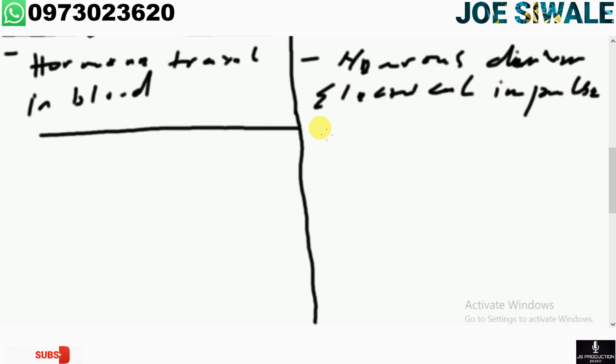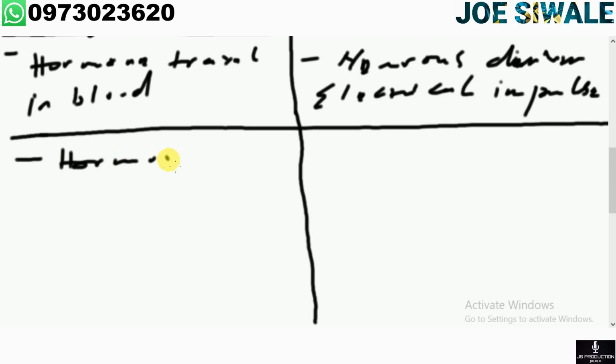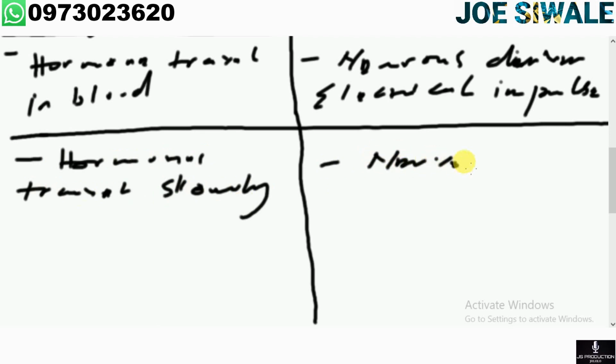Let us look at another difference. The hormones travel slowly, while the nerves travel very fast.